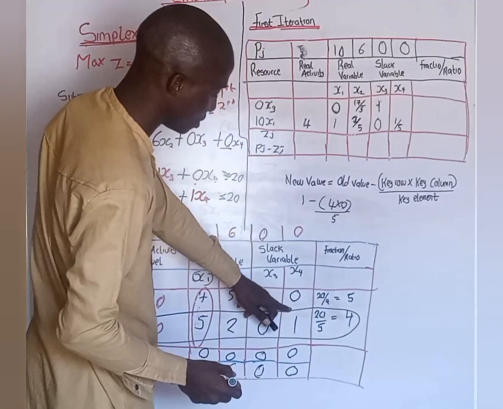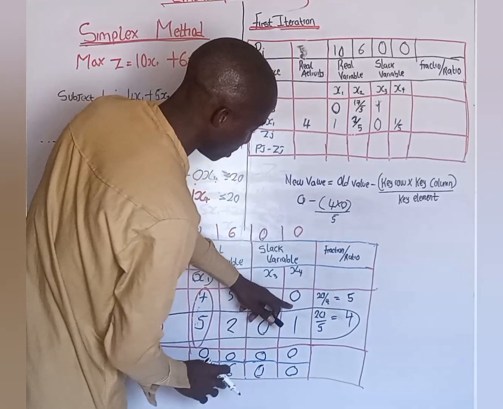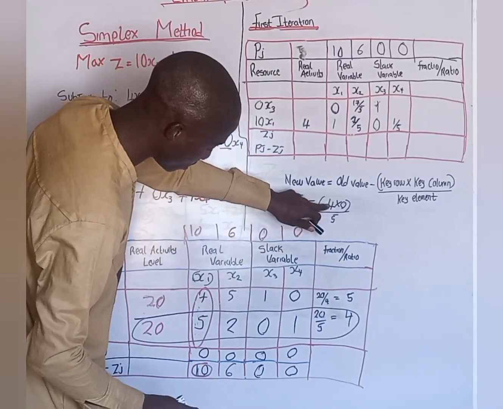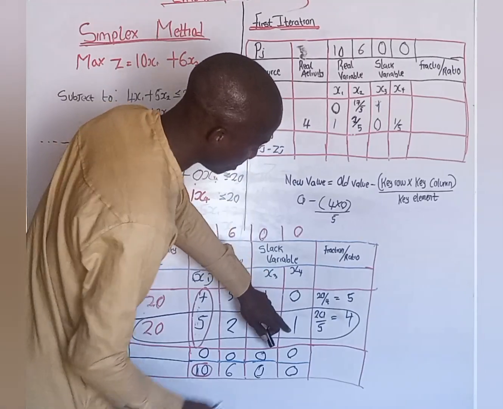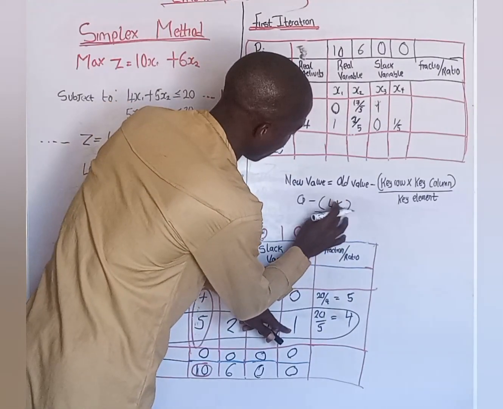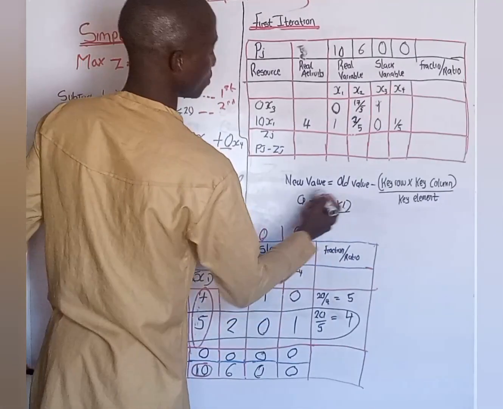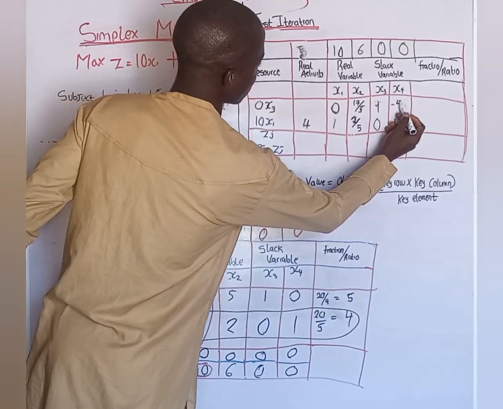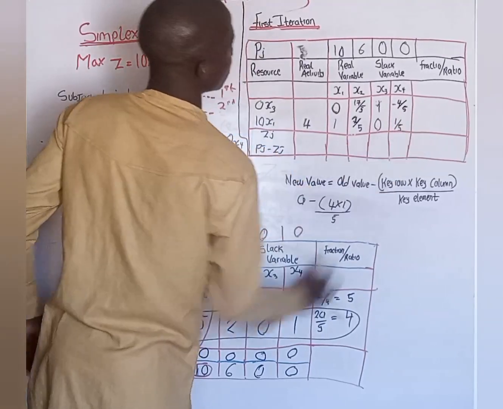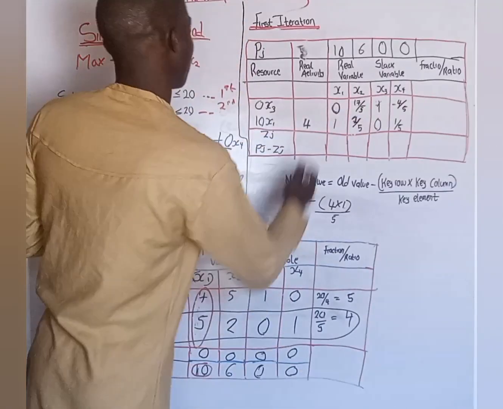Let's proceed to get the new value of x4, which is 0. We just substitute 0 here. 0 minus the key row element, 4, times the key column element, 1, divided by the key element, which is 5. So 0 minus 4 times 1 is 4, which will give me minus 4 all over 5. So now I've gotten the new value of the variable.